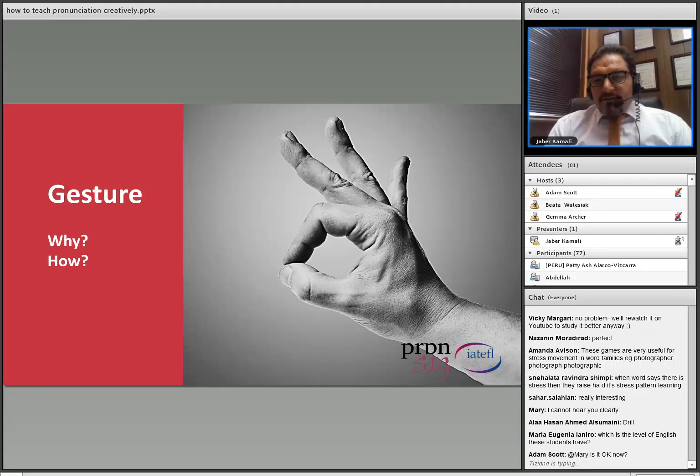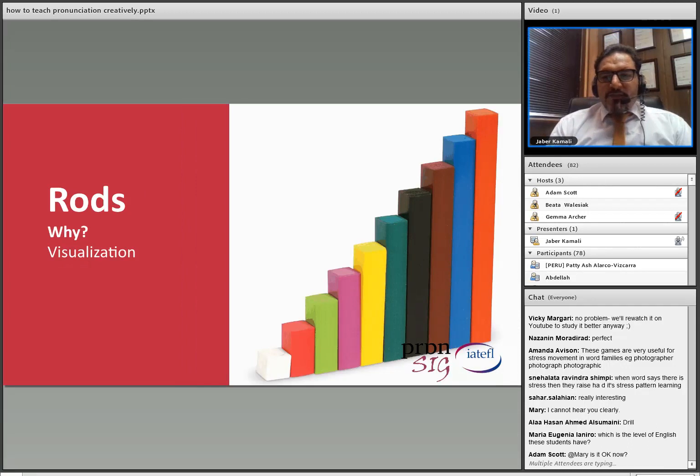That's a good question, Maria. Which level of students? I think the stress pattern is something they should be aware of from the very beginning. So we start with very simple words, and you can do these activities in class. It depends on the session, the level of the learners, and the words. It can be adapted for different levels. That's it.